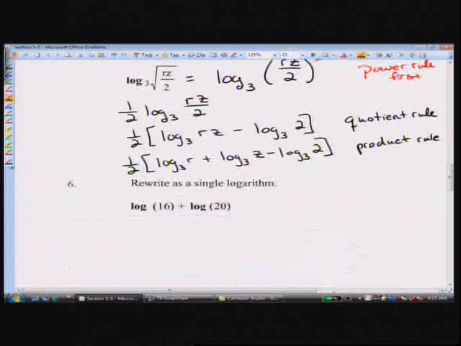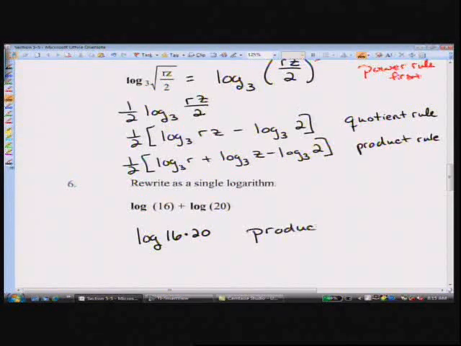Okay, now we're just going to go back the other way. We have the sum of individual logs, so we can use the product rule to write that as a single logarithm. So we can write this as log of 16 times 20 with the product rule. And then you can go ahead and figure out that that's log, let's see, was that 320? Because you can multiply those.